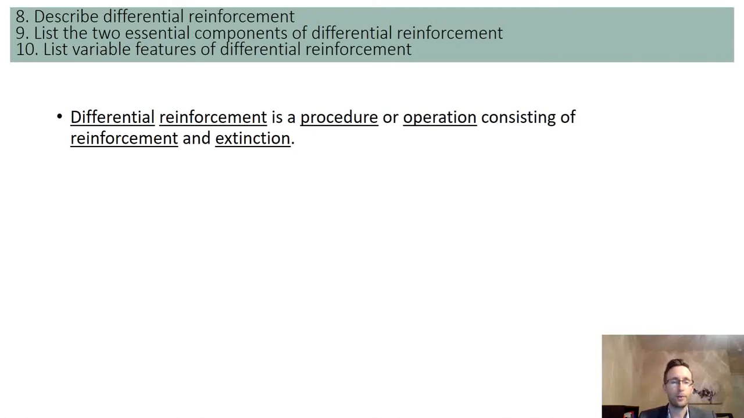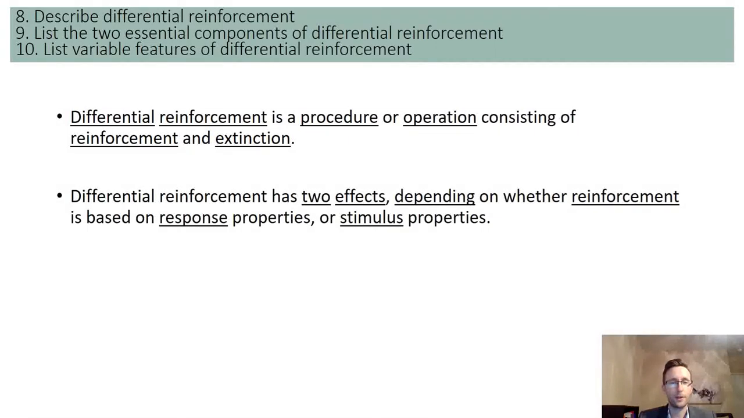Either a response is reinforced and another response is extinguished. Think topography. So either one topography produces the reinforcer or another topography does not produce a reinforcer. Or, in the presence of one stimulus, a response will produce a reinforcer. In the absence of that stimulus, the response will not produce the reinforcer. Now, differential reinforcement has two effects, but the effects depend on whether reinforcement is based on response properties or stimulus properties.